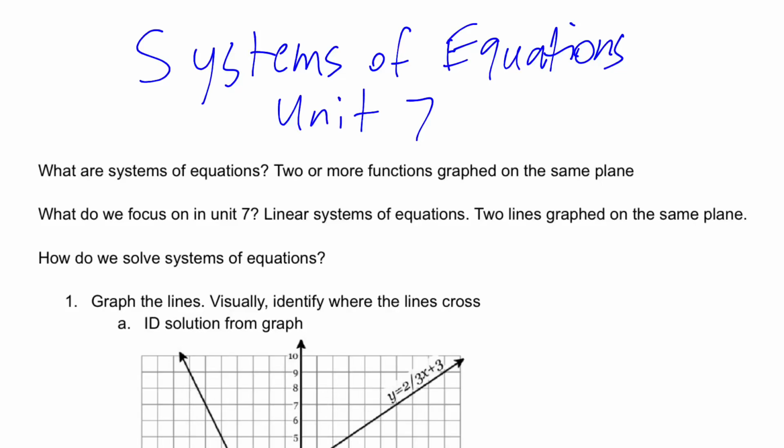In this video, we'll go over all of the skills you'll need to know for Unit 7, Systems of Equations. First of all, what are systems of equations? We are looking at two or more functions graphed on the same plane. We're focusing specifically on linear systems, meaning two lines graphed on the same plane. And there's a couple different ways that we can solve them.